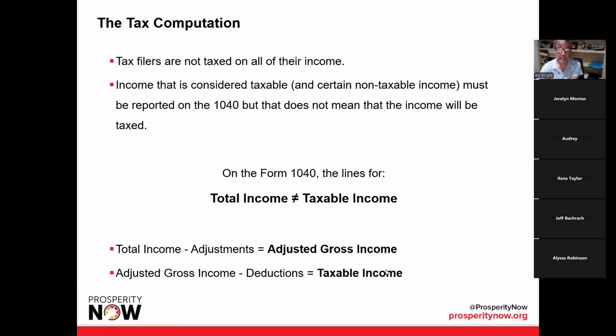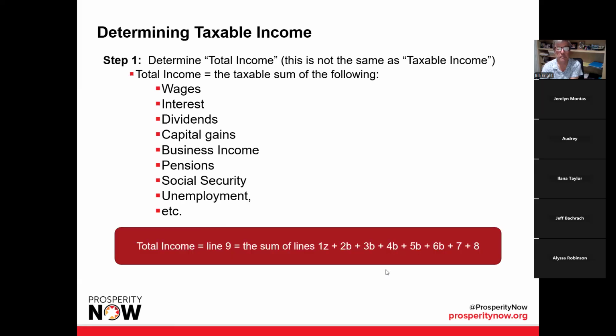So remember, you're not taxed on all of your income. Income that is considered taxable must be reported on the 1040, but that doesn't mean that all the income will actually be taxed. So just so you know, the total income does not equal taxable income. There's a difference between the two. Total income minus adjustments, which is what we did last week, gets you adjusted gross income. Now we're starting with adjusted gross income minus the deduction, which gets us to taxable income.